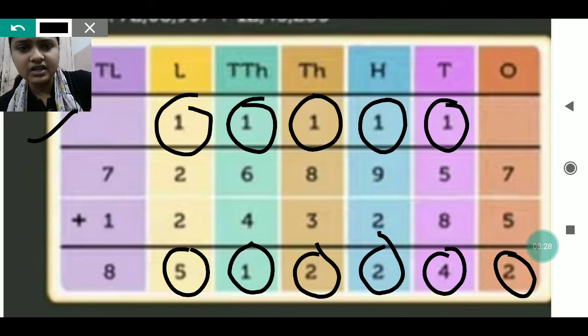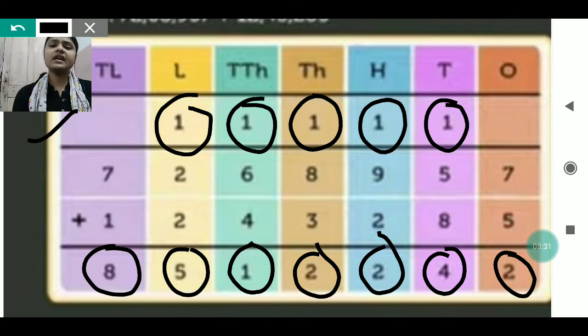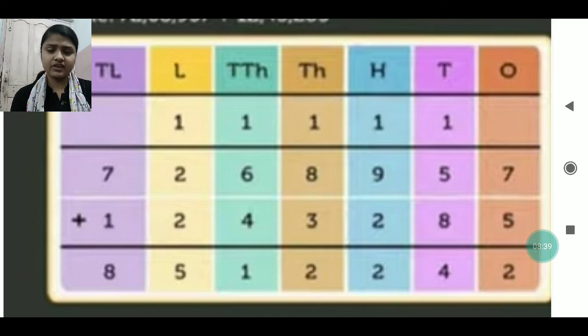Now 7 plus 1 is 8. So we will get 85,12,242. Okay, when we have added these two 7-digit numbers, we have got 85,12,242.